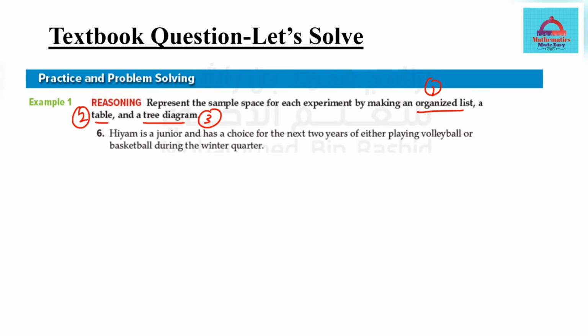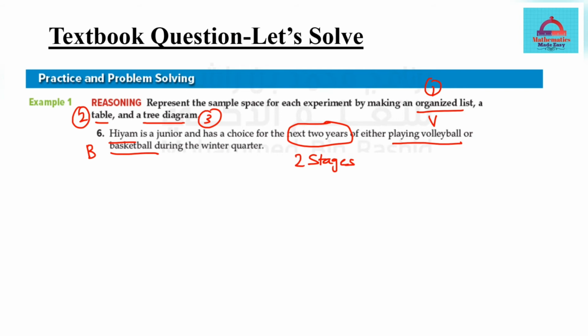So let's read what are the possible outcomes. Hiam is a junior and has a choice for the next 2 years of either playing volleyball, so maybe we can denote that with capital V, or basketball, so capital B, during the winter quarter. And this is happening for the next 2 years, so there are going to be 2 stages where you have to make a choice. This person has a choice for the next 2 years either to play volleyball or basketball.